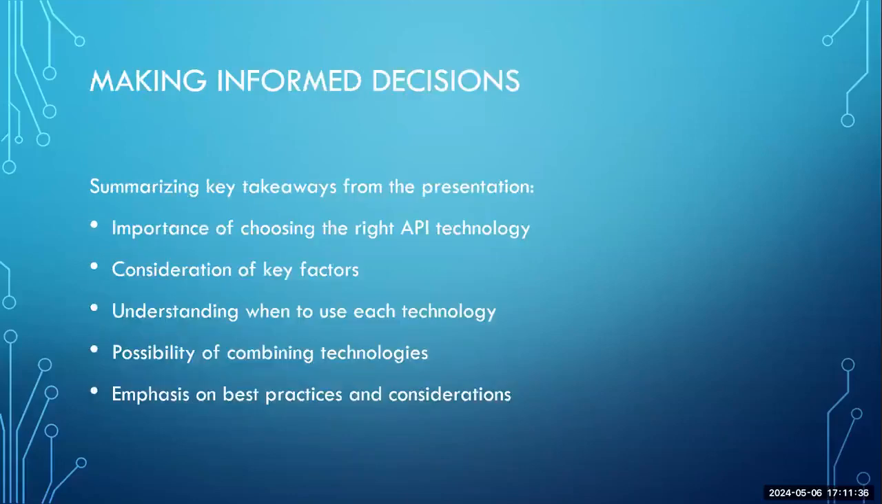Lastly, to conclude all the points that we have discussed so far, we can say that selecting the right API technology is crucial for building efficient, scalable, and maintainable applications. By considering key factors such as performance requirements, data complexity, client needs, development team skill set, and ecosystem support, we can make an informed decision that aligns with our project's objectives. Remember, these technologies are not mutually exclusive, and we can combine them based on our needs.